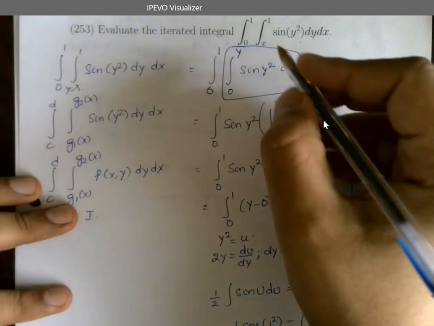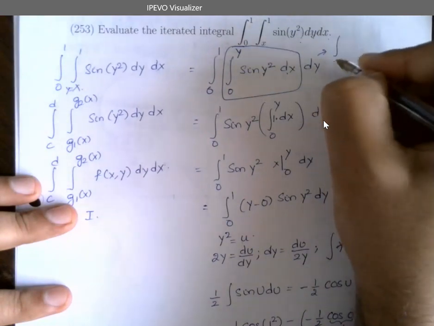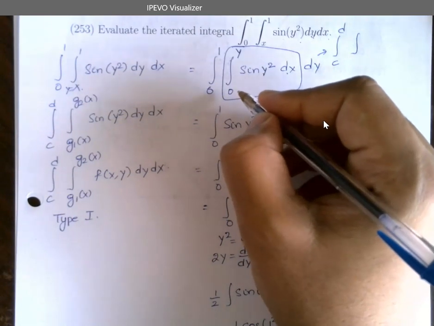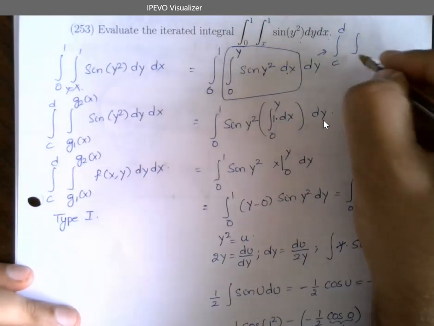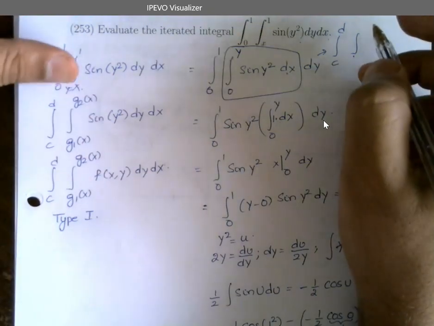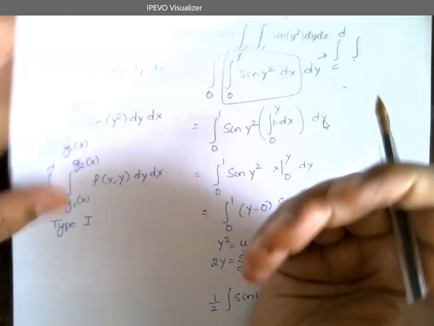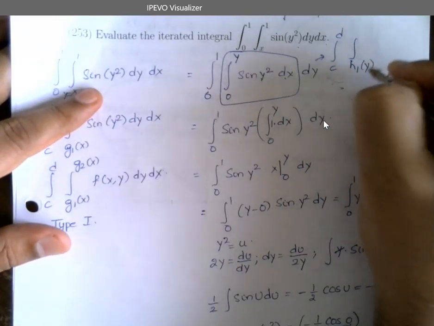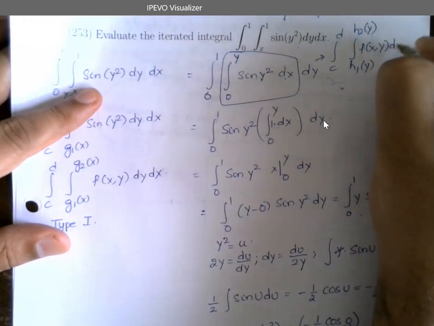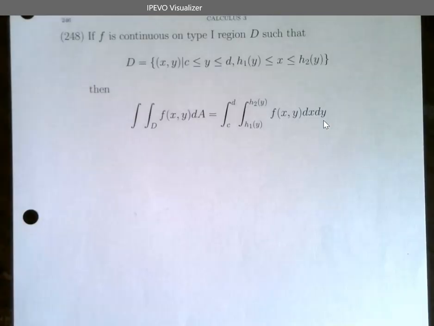Now the next thing is I want to bring your attention to this. This is in the form of an integral from c to d, but this is not a function of x anymore, it is a function of y. I don't know what your textbook uses, a different variable h, or the same function g? Let me be consistent. So this is h1 of y, a function of y, to h2 of y, then you get f of x, y dy. This is a type 2 integral.